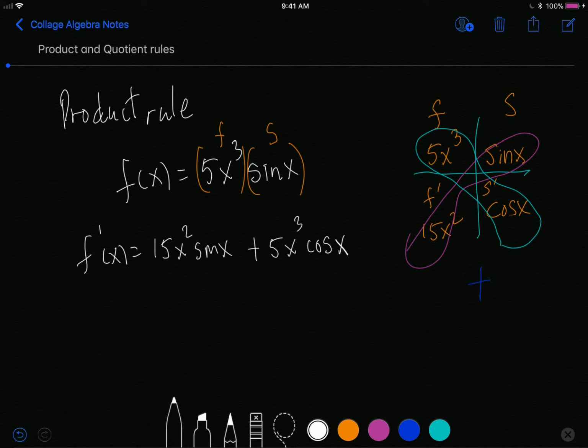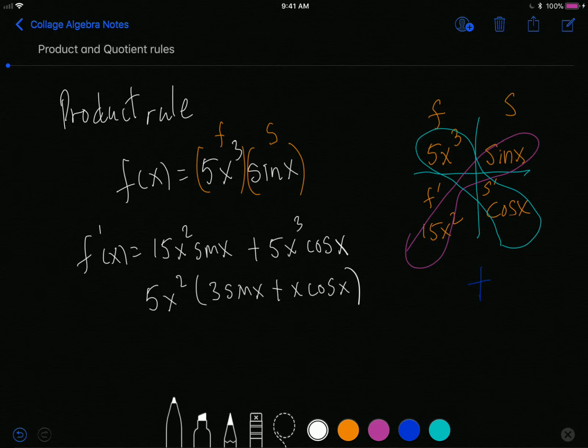Of course, you can clean this up a bit. There are 5x squared in common, and so I can factor out that 5x squared, and that leaves me with 3 sine of x plus x cosine of x. And that right here is your derivative.